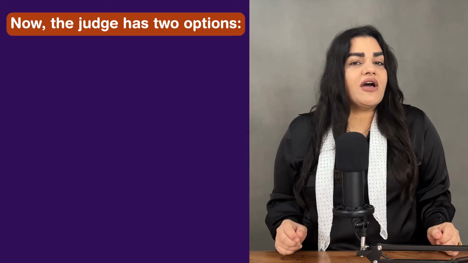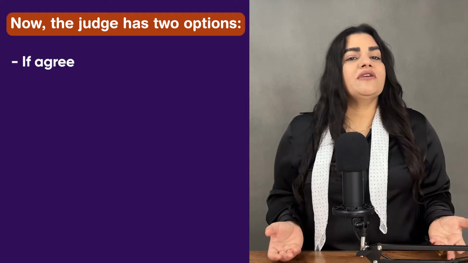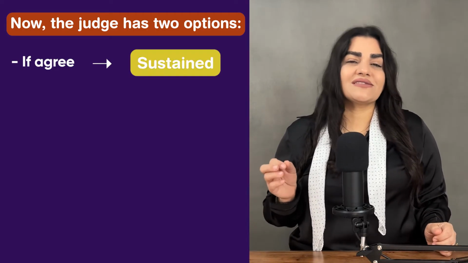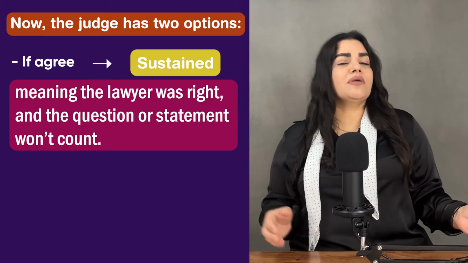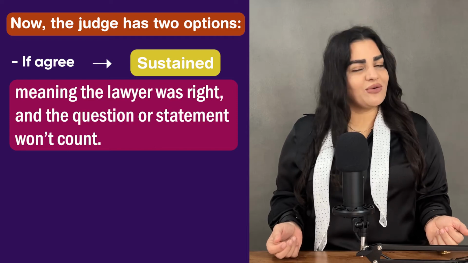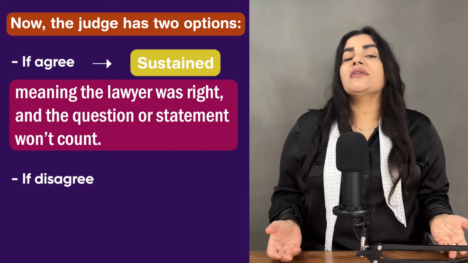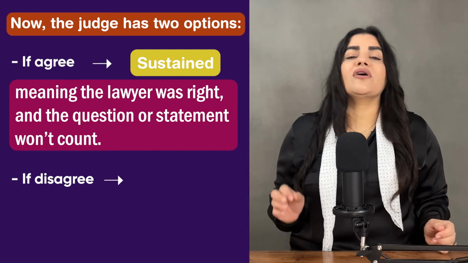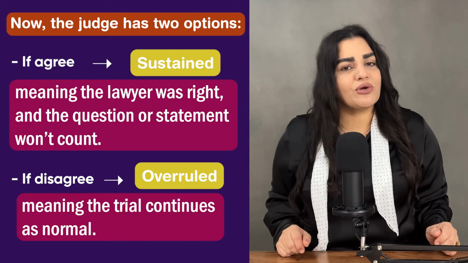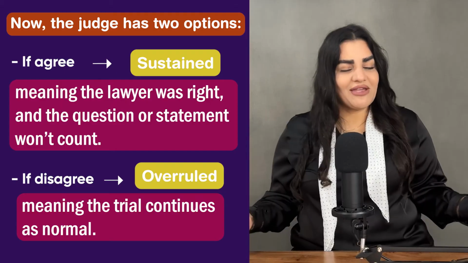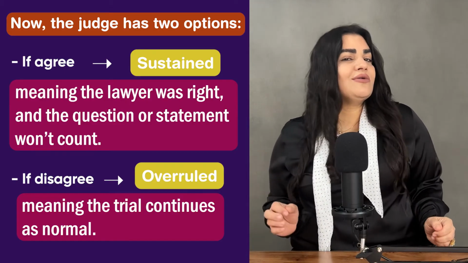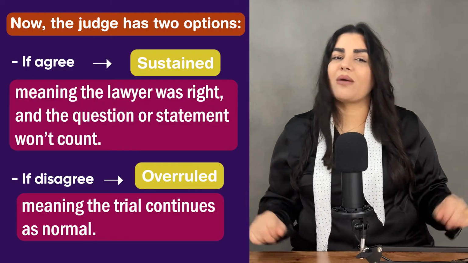Now, the judge has two options. If they agree with what the lawyer says, they say "sustained," which means the lawyer was right, and the question or statement won't count. "Objection sustained." And if they disagree, they say "overruled," which means the trial continues as normal. "Objection overruled." Imagine you're watching a courtroom drama. When you hear "objection," now you'll know exactly what's happening.